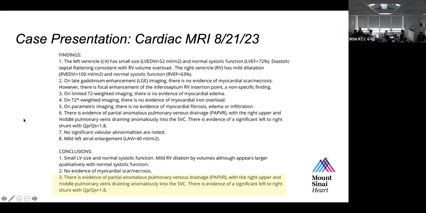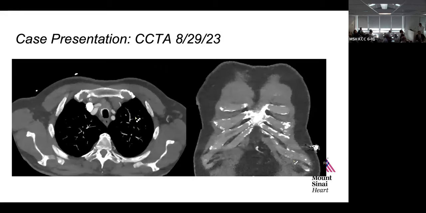All right, terrific. So this was the report that was done on August 21st. We saw that there was evidence of anomalous pulmonary venous drainage, right upper, right middle, draining anomalously into the SVC, and there was evidence of significant left to right shunt with a QP/QS of 1.8. And we talked about how we got that. So to Dr. Dangus's point, here is the CTA.